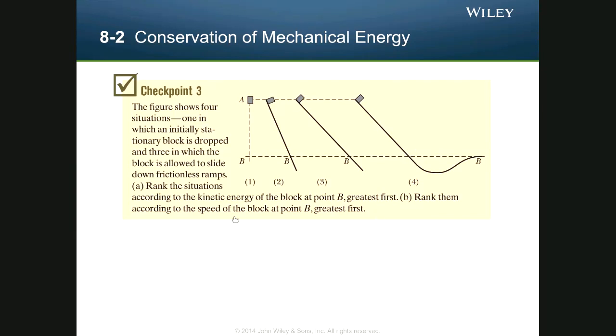So which one of these will have the biggest? We just talked about that, right? We saw that kinetic energy equals 1/2 mv squared. So the one that has the greatest kinetic energy will also have the greatest speed. My hint to you is that the answer for A is also going to be the answer for B, right? They'll have the same rankings.